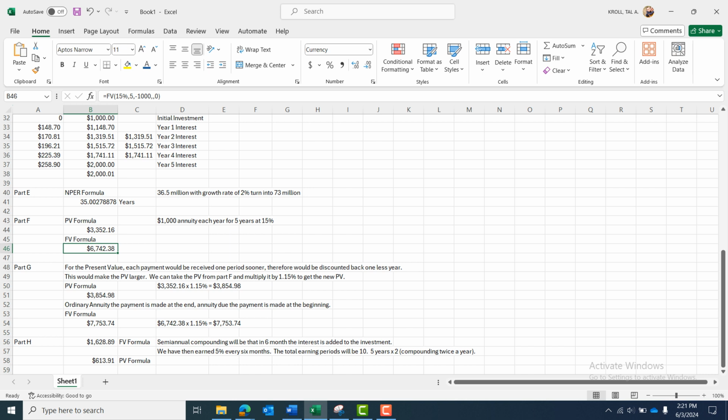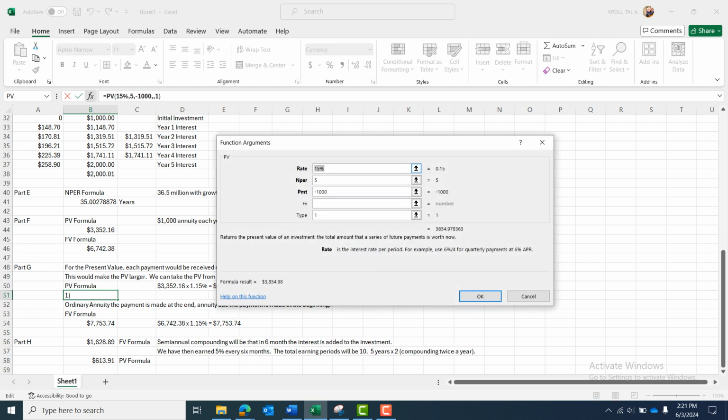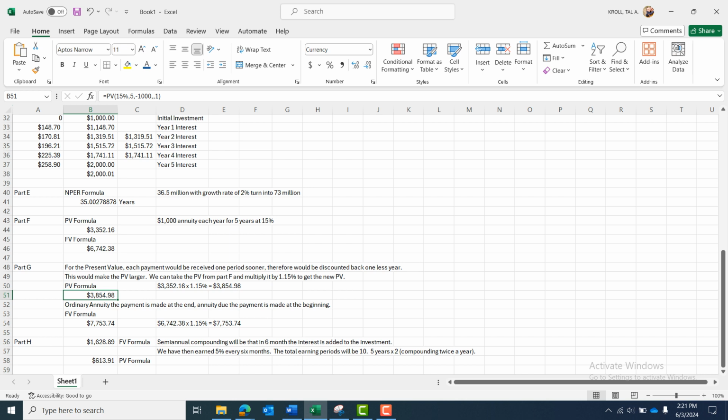Then part G talks about if you had this annuity and you were actually earning the interest at the beginning of the period, it changes it slightly. So really all I did when I plugged in the formula is I put in all our same values, 15%, 5, but I put this to a 1 at the bottom, and that would really say that you're earning your interest at the beginning, and you're investing initially your 1,000 at the beginning of the period. Another way the book explains it is if you put your money in at the beginning of the period, you're actually adding one more period to it.